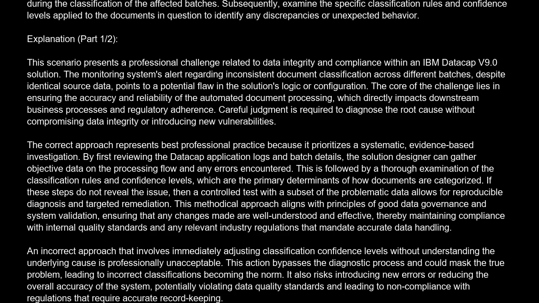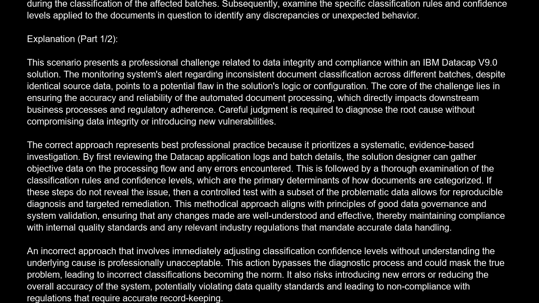Careful judgment is required to diagnose the root cause without compromising data integrity or introducing new vulnerabilities. The correct approach represents best professional practice because it prioritizes a systematic, evidence-based investigation. By first reviewing the Datacap application logs and batch details, the solution designer can gather objective data on the processing flow and any errors encountered.